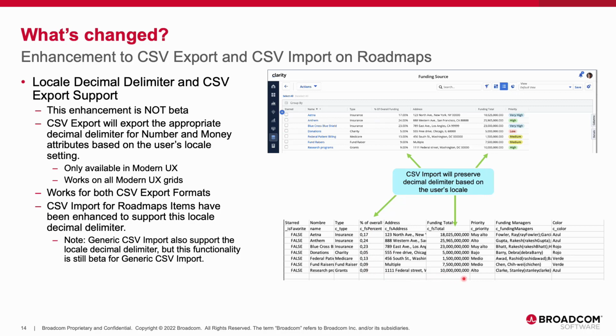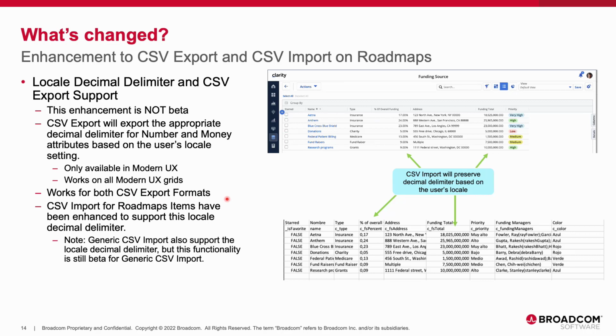Here the decimal delimiter is a comma, and that's based on the user's locale and where they're from. But note, this is only available in the Modern UX, and it works only on the Modern UX grids. It works for both CSV export formats, whether you use the default or export import.